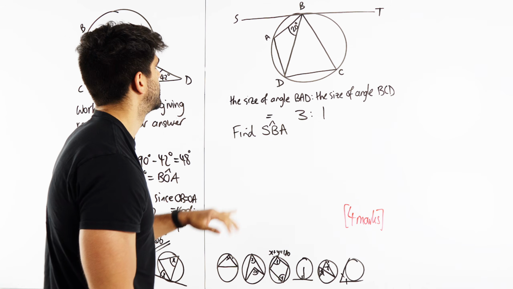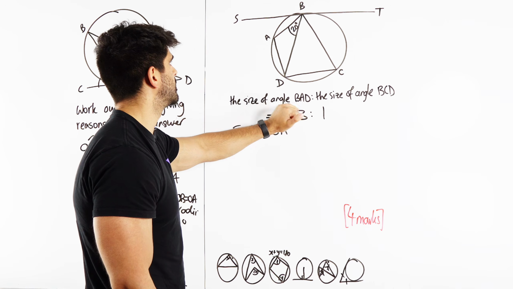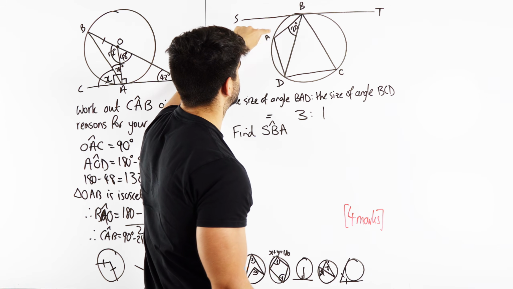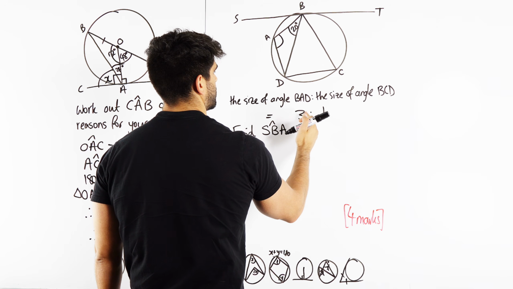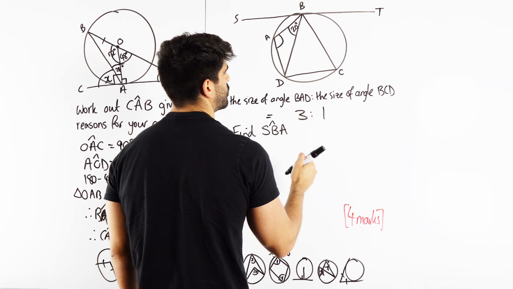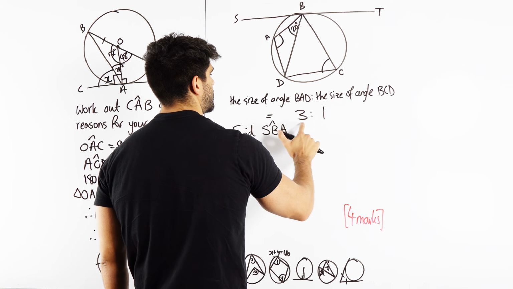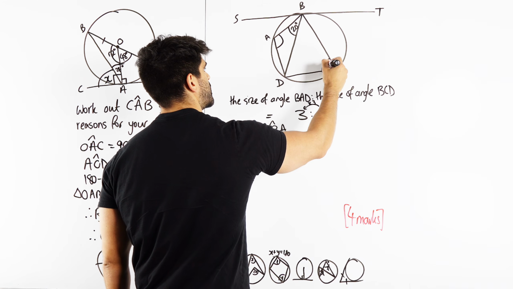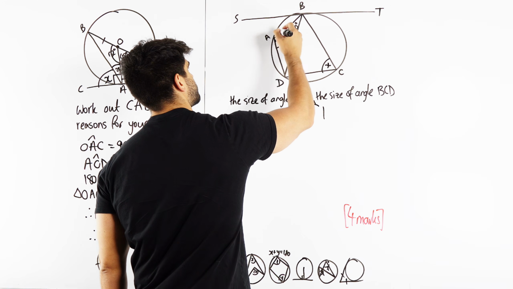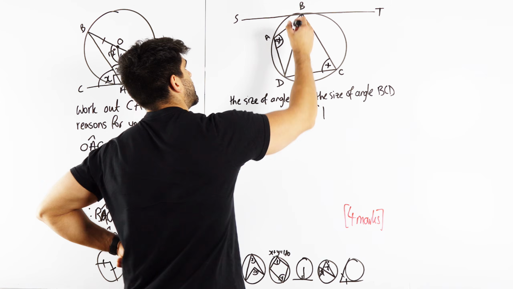Last one says, we have this tangent. The size of angle BAD, where's BAD? BAD, so this angle here, is 3 times bigger than the size of angle BCD, which is this. Yeah? So BAD is 3 times bigger than this. So if I call this x, this would be 3x. Find SBA, find this angle.